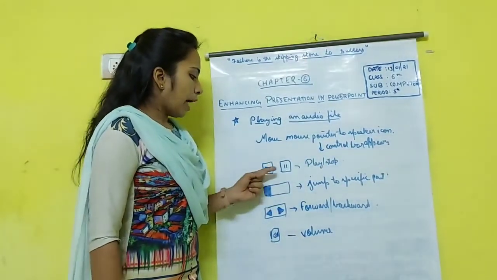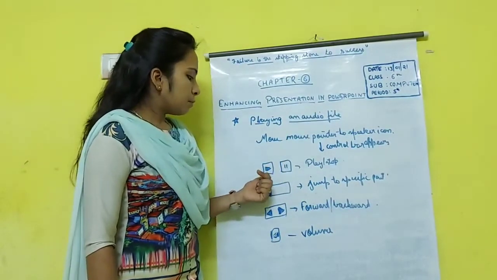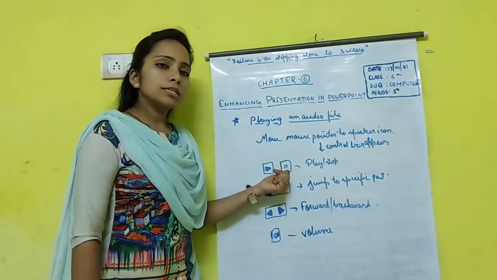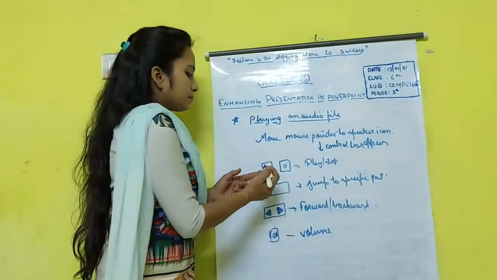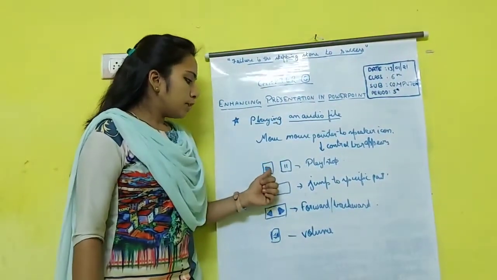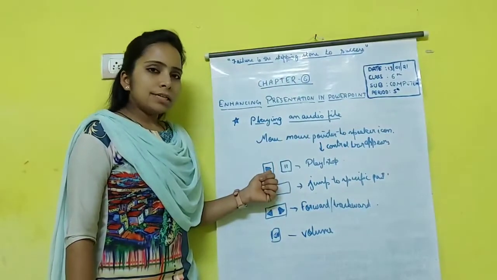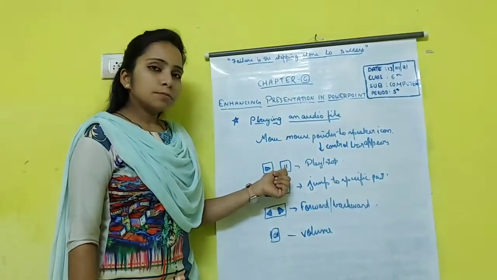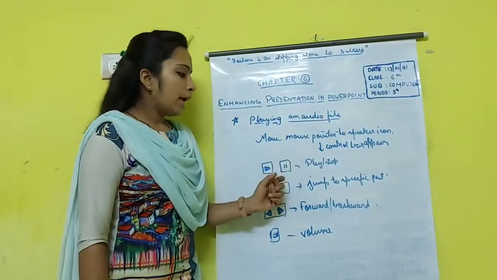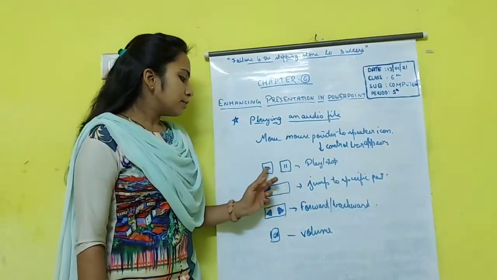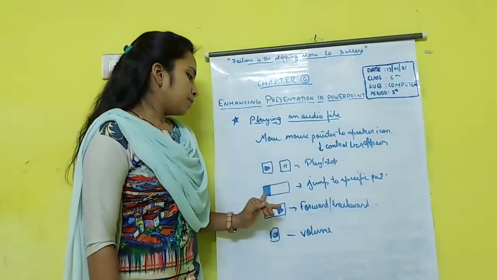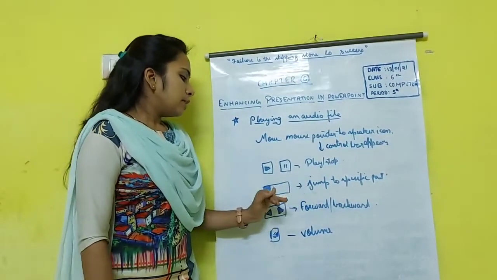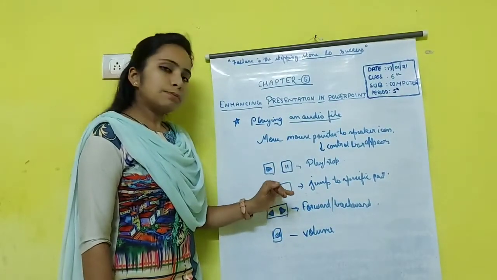See, this one and this one. This one is for playing and this one is for stopping. Clear? Then, when you press this, it will appear like this, which shows that it is playing, and when you click this, it will become like this, which shows it is stopped. Then, this one, from here you can jump to a specific part.